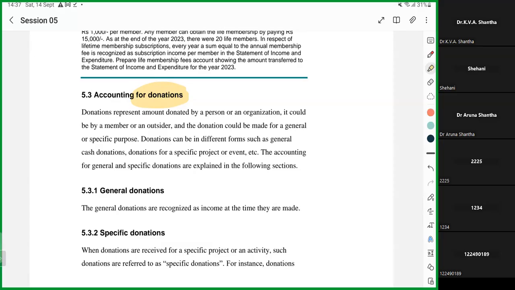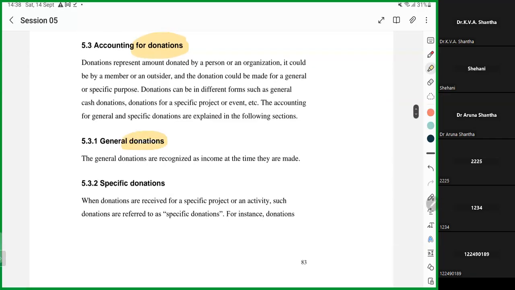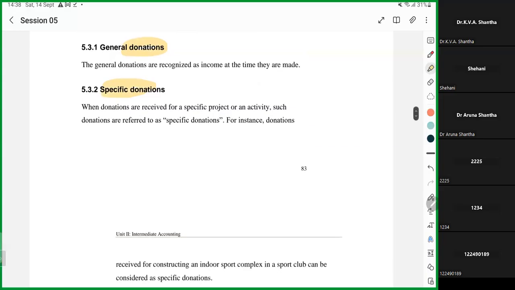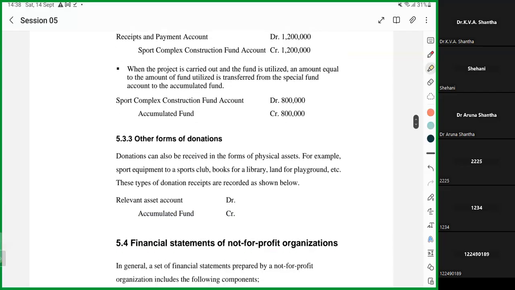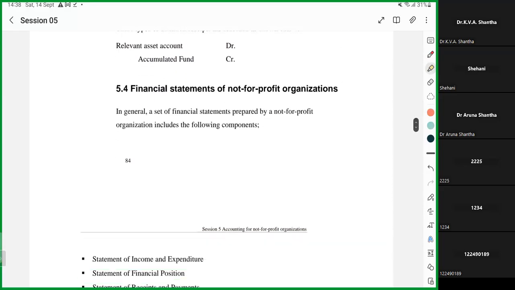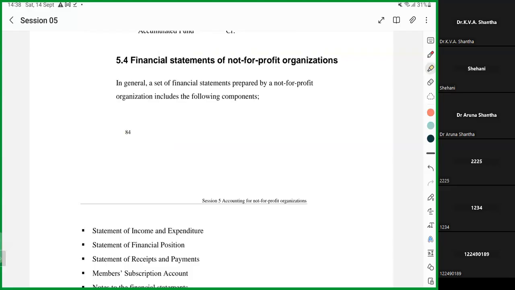Sometimes you donate for a specific purpose, like constructing a building. Those are specific donations. So I have explained here accounting for general donations and accounting for those specific donations. You can study, I have explained with examples. Right. Then I have explained the financial statements for not-for-profit organizations.